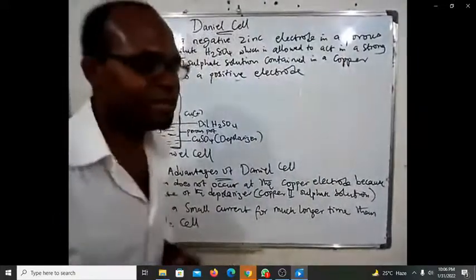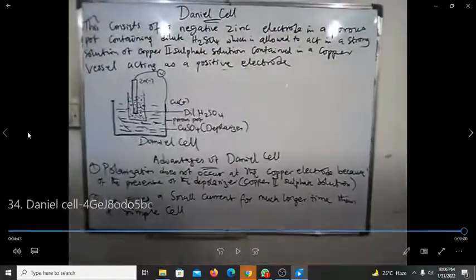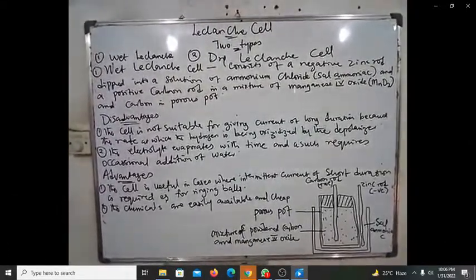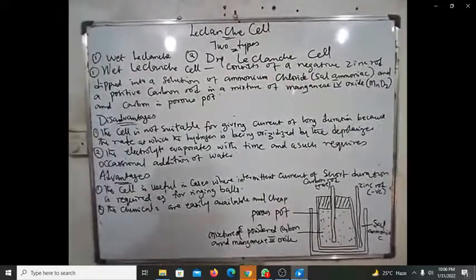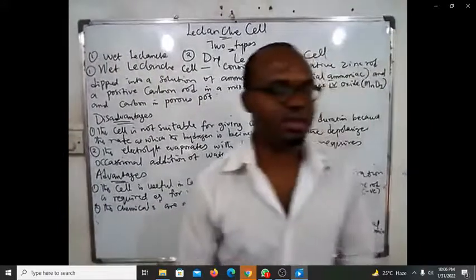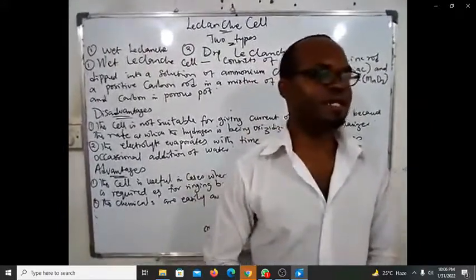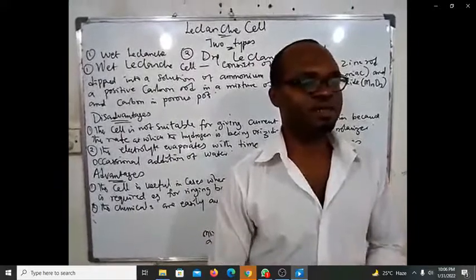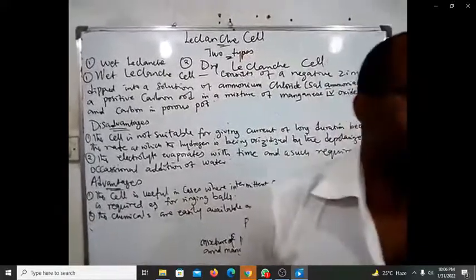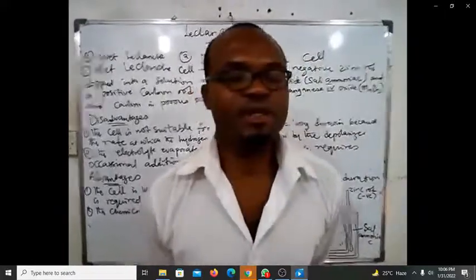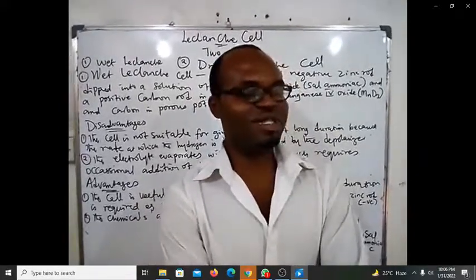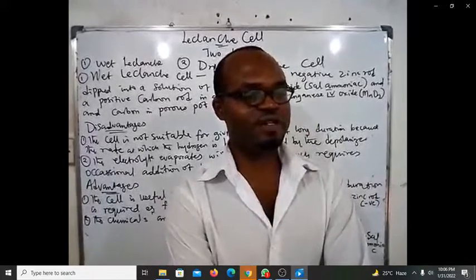So in the next class, we are going to look at Leclanche. Yes, let's look at the third primary cell that we have. We said that the three primary cell examples are: number one, simple voltaic cell; number two, Daniel cell; and number three, Leclanche cell. We want to do the three of them first before we move up to secondary cells.